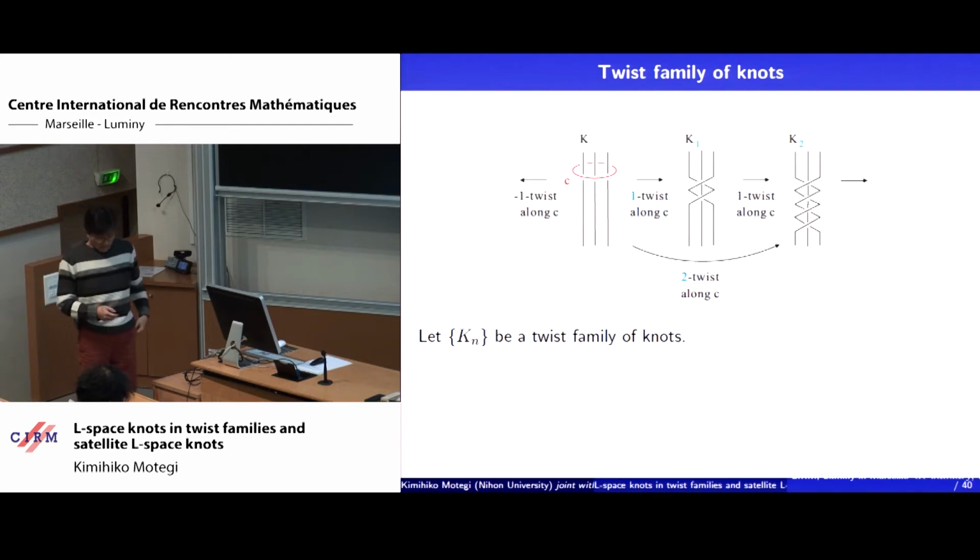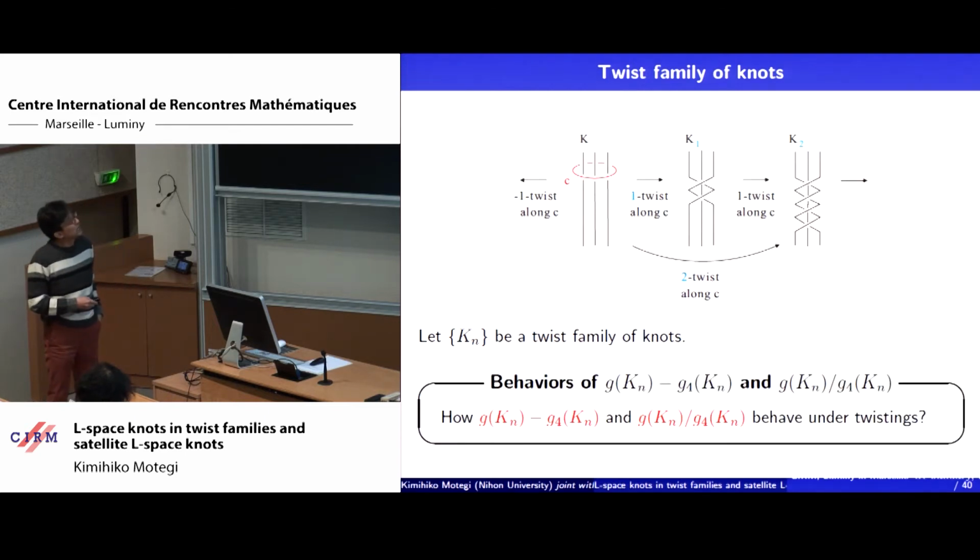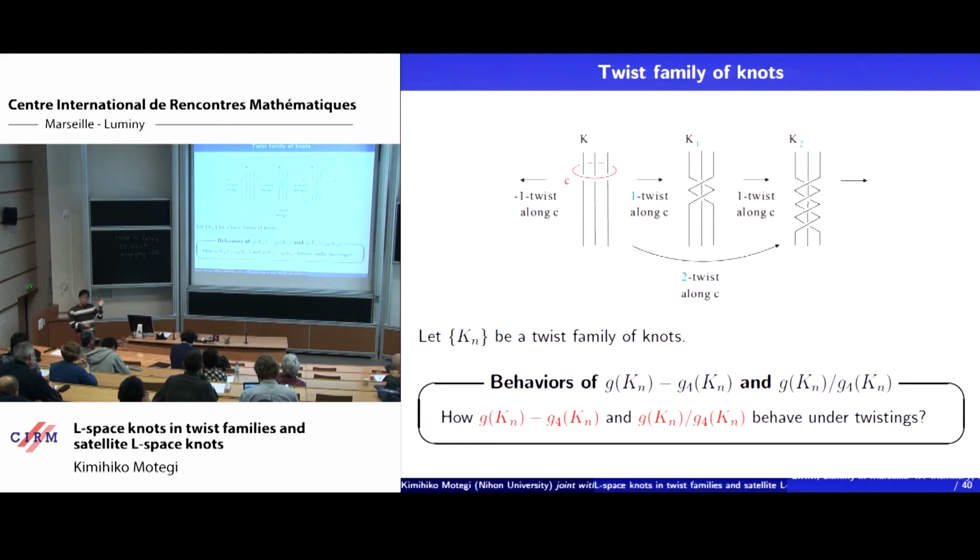And we are interested in the behavior of the difference between the Seifert genus of K_n and the slice genus of K_n, and the ratio of the Seifert genus of K_n to the slice genus of K_n. In particular, we are interested in how these values behave under twisting for sufficiently large integers n.